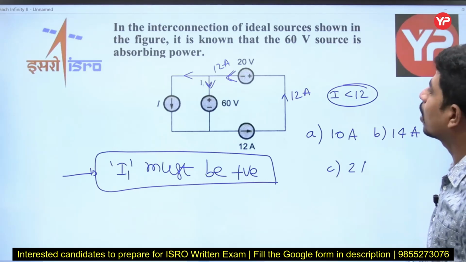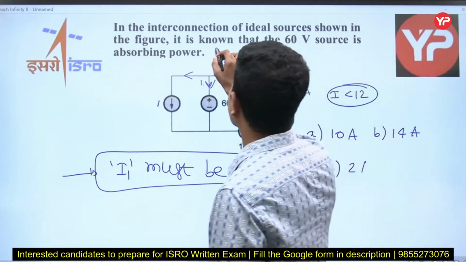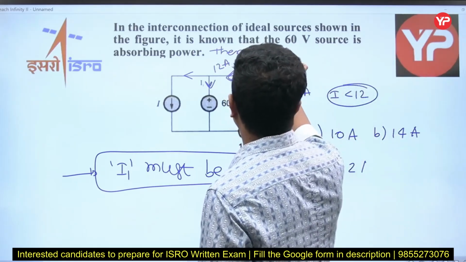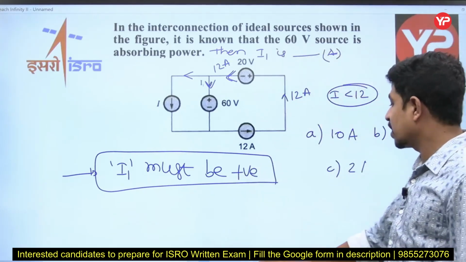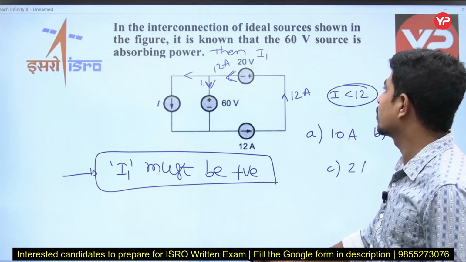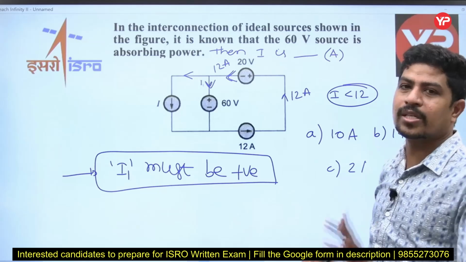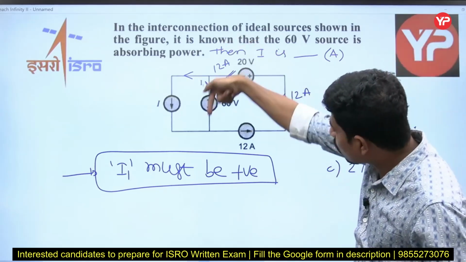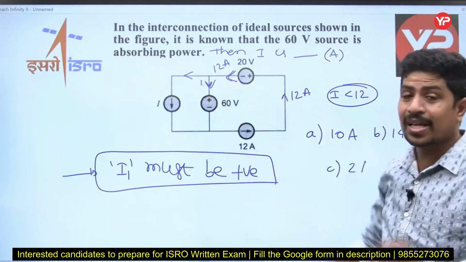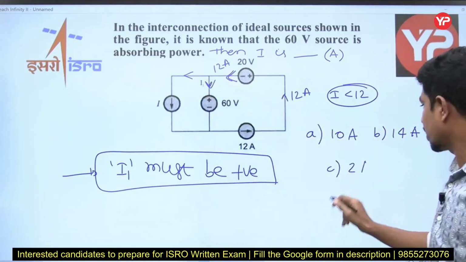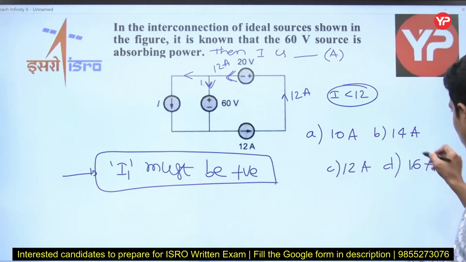He's asking about I1, absorbing power. So the question is: I is dash amperes. I should be less than 12, because something must go in the form of I1. We can't comment on I1, but I should be less than 12. 14 amperes is not possible, and option D is 16 amperes. Even equal to 12 is not allowed.